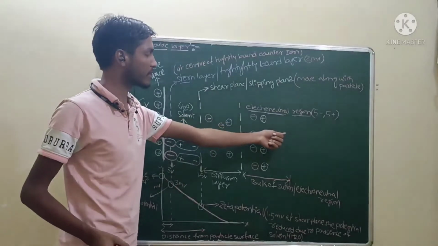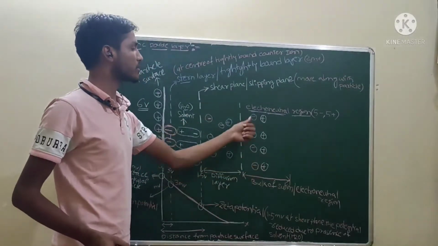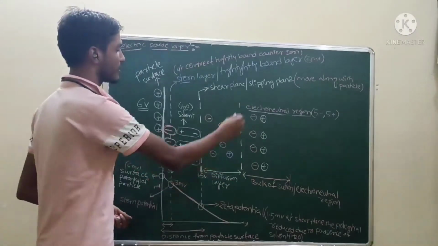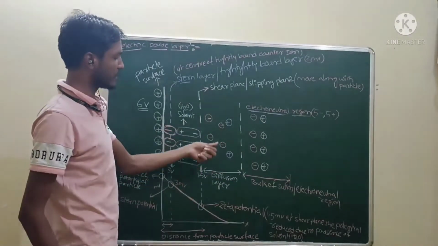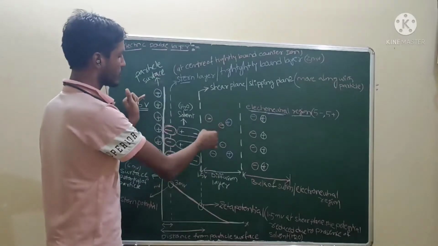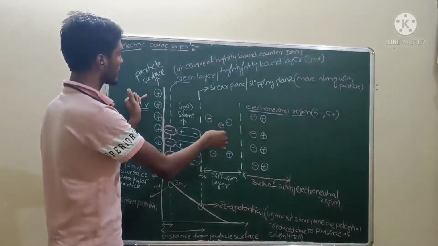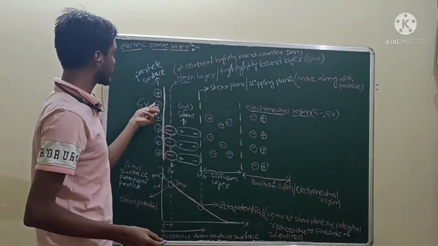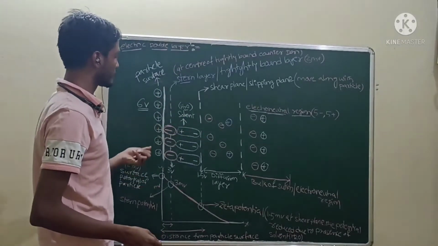Next, the electrochemical neutral region means plus 5, minus 5, neutral, zero potential here. Here there is some negative potential, and this diffusion layer is formed in order to neutralize the excess charge present on the surface of the particle.